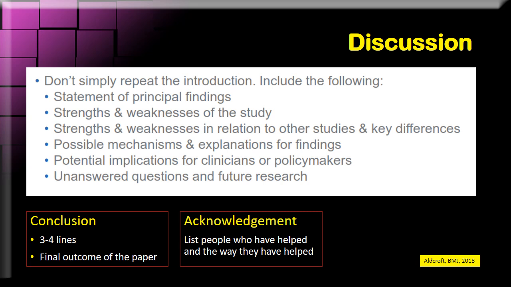Conclusions, 3 to 4 lines, explain the final outcome. In the acknowledgement, you thank all the people who helped you. In fact, many names that would have earlier figured in the authorship column will now be shifted to the acknowledgement column because perhaps you have used their patients, your consultants' patients, perhaps you have used their good offices to get the project approved or whatever, but they were not directly involved with the study, so they cannot be authors, but you must thank them for their help in your conduct of the study.